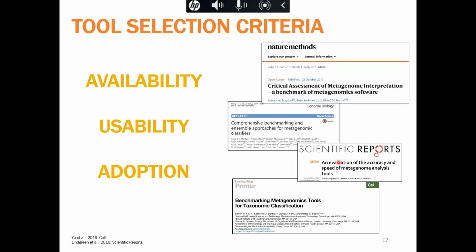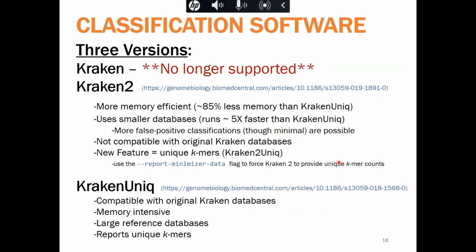Now, based on these criteria and the results of a number of benchmarking studies, there often remains one suite of tools that reigns supreme, and I'm sure many of you have probably heard of it, and that is the Kraken software, which has been developed by the Salzberg lab at Johns Hopkins. So currently, there are three major versions of the Kraken software. So Kraken, Kraken 2, KrakenUniq.